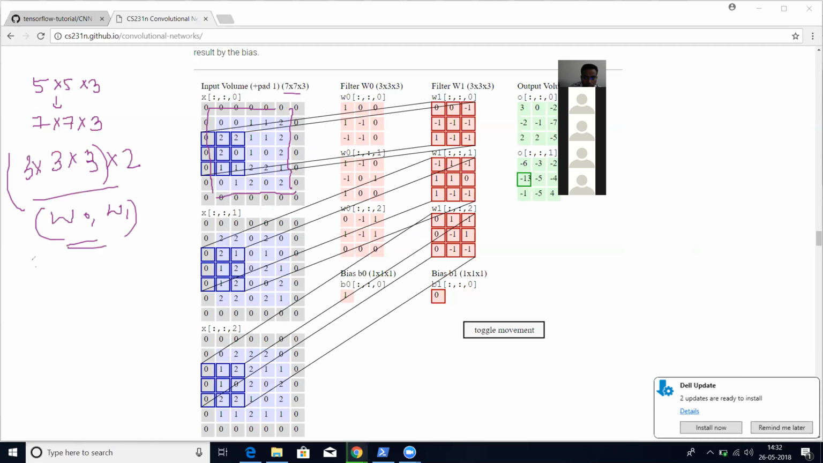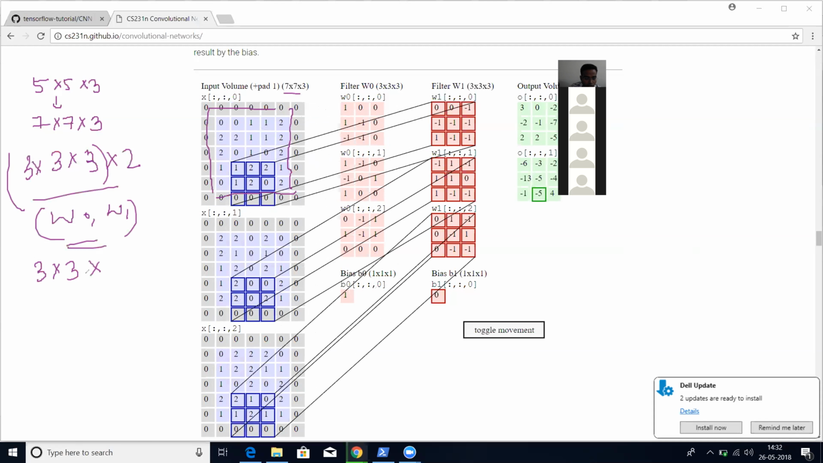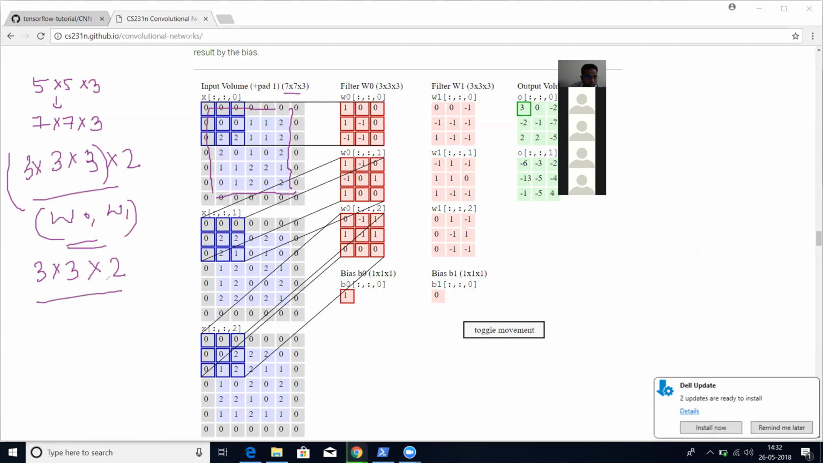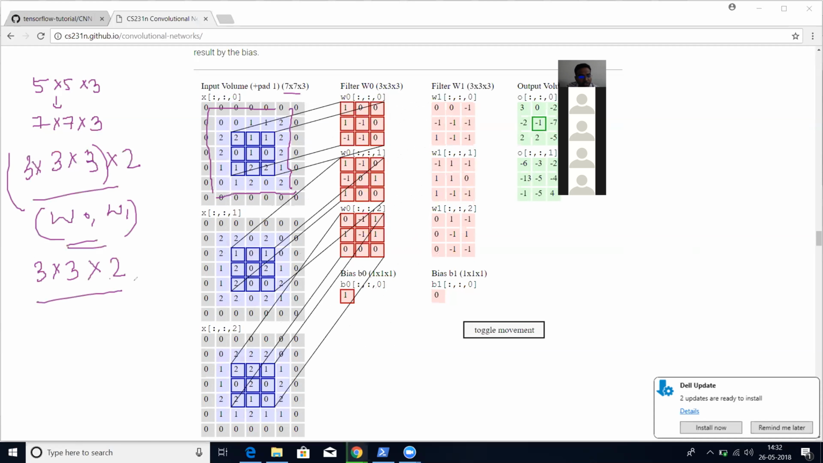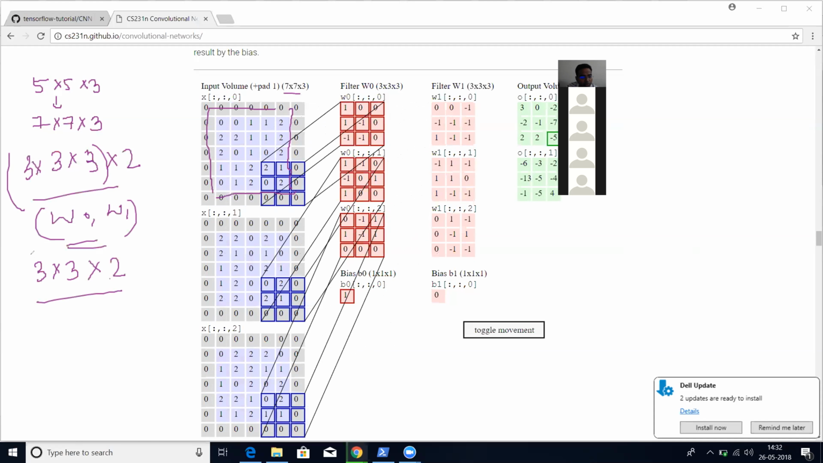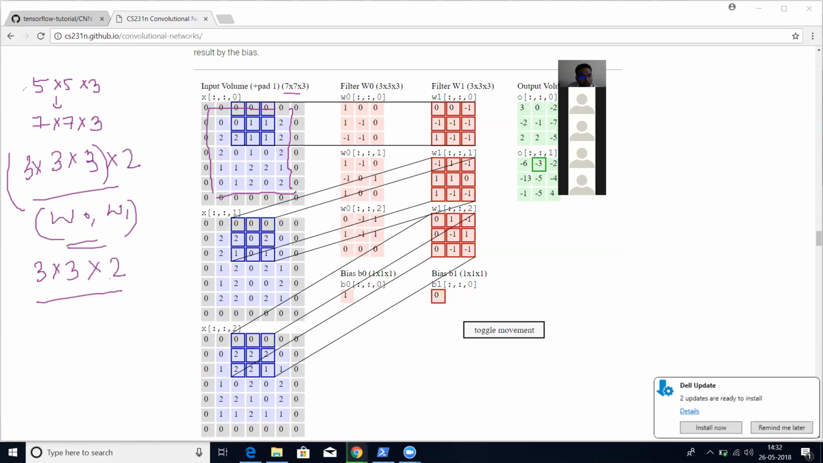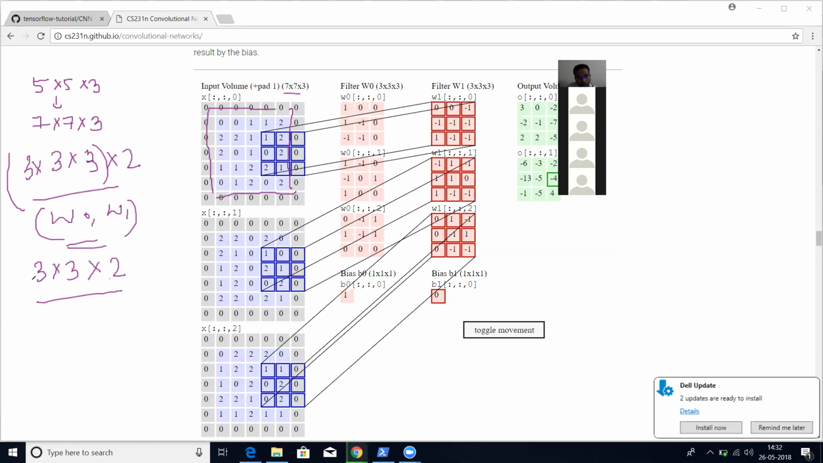It will be 3 cross 3 into number of filters, right? That's the output size. Why is it 3 cross 3? Because from 5 cross 5, because of striding by 2, the image will be reduced to 3 cross 3. Right? It is coming from there.